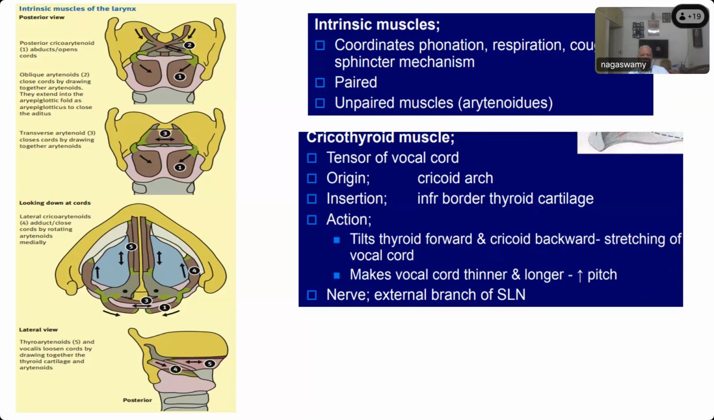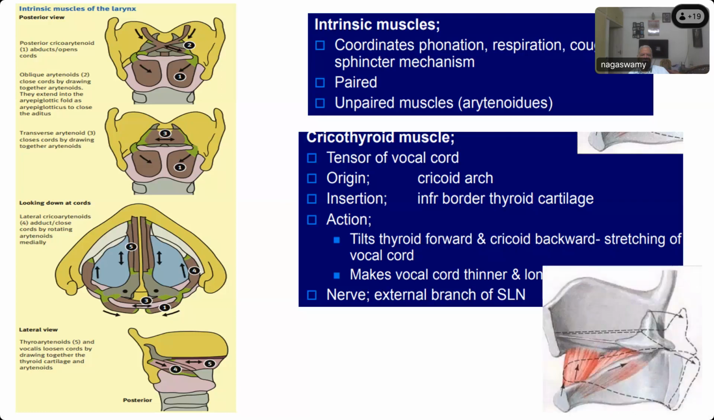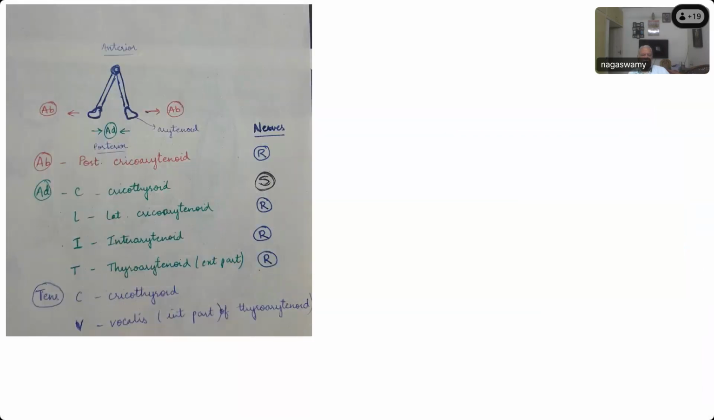The rest of all the other muscles are supplied by the recurrent laryngeal nerve. So this is how the action of the cricothyroid muscle is done. And this picture gives you an idea about what are all the muscles that are there to cause the various actions. One is abduction, another is adduction, third is tension. These are the three actions of the vocal cord muscles. Okay? So the abduction is by the posterior cricoarytenoid. And for adduction, there are four muscles.